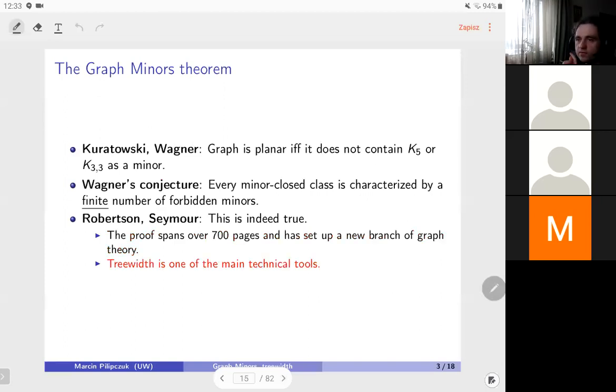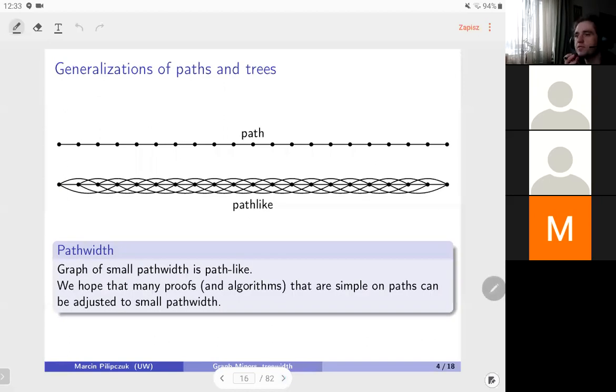One of the main tools, and one that found a lot of applications in different places, is treewidth. Treewidth is what we're going to study today and in the next lecture, and some things later, because this will span a bit. It turns out to be very important in many branches of both computer science and graph theory. Okay, so let's go for treewidth.